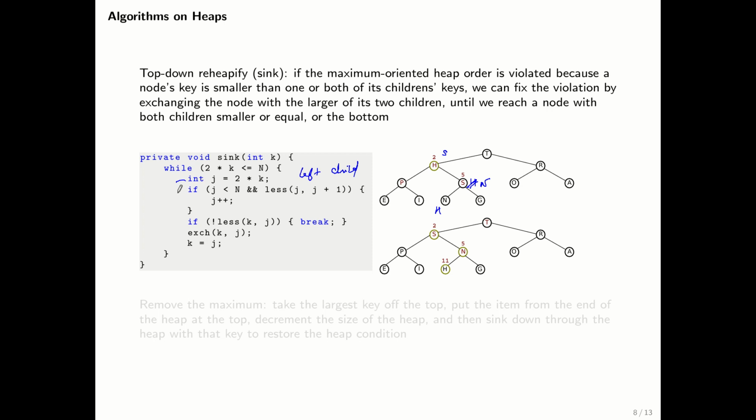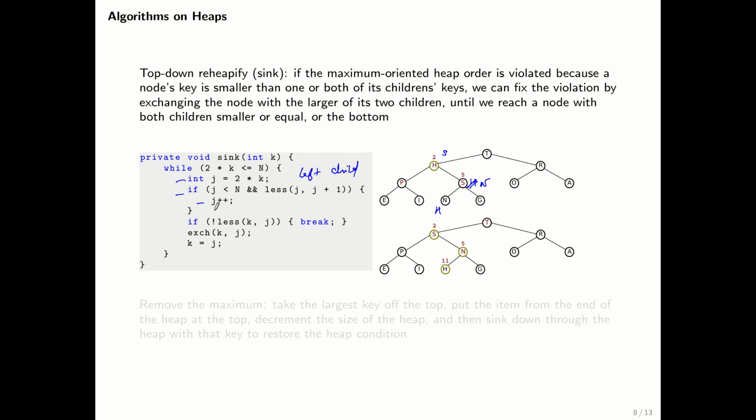Then here we check if j is strictly less than n, because if j is strictly less than n, then you can talk about an index j plus 1. What is j plus 1? Well, j plus 1 is the right child. So if j is strictly less than n, here we are saying that if the left child is strictly smaller than the right child, then increment j by 1.